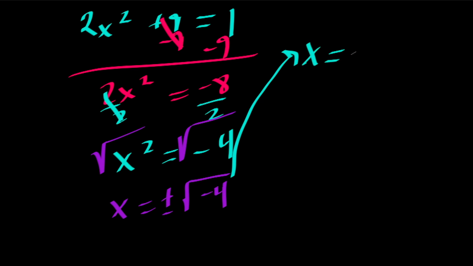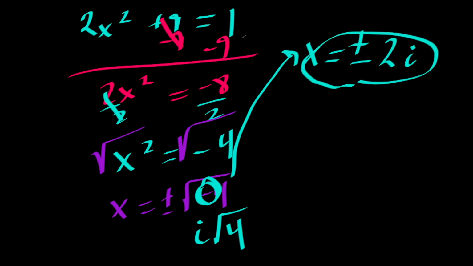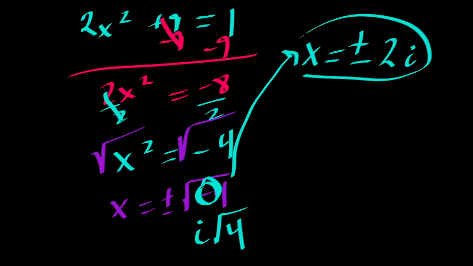So we can say x is equal to plus or minus. Once again, this is going to give us an i on the outside. So i radical 4, the square root of 4 is 2, so this would give me x equals plus or minus 2i.